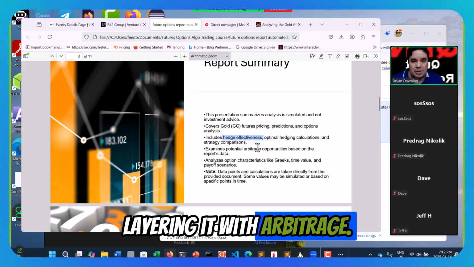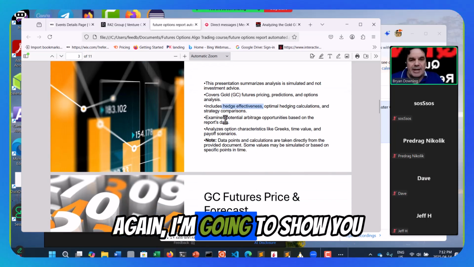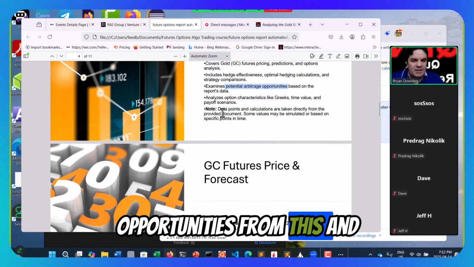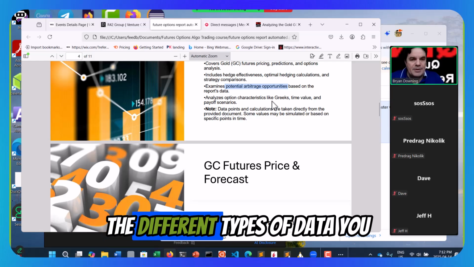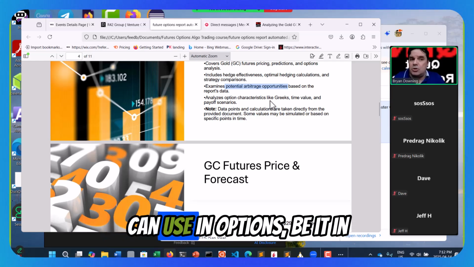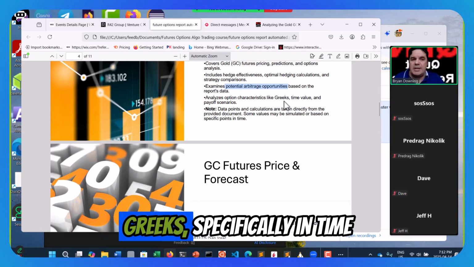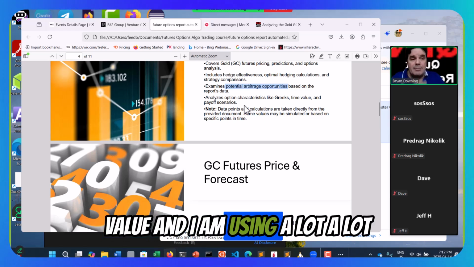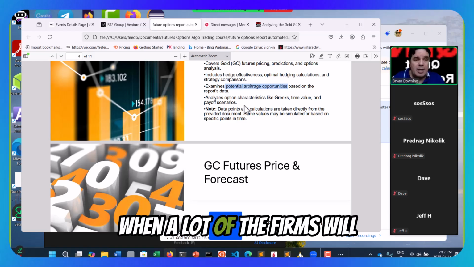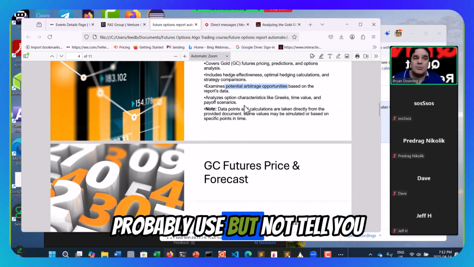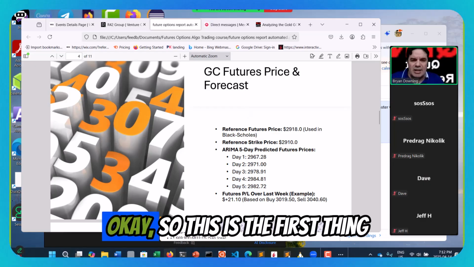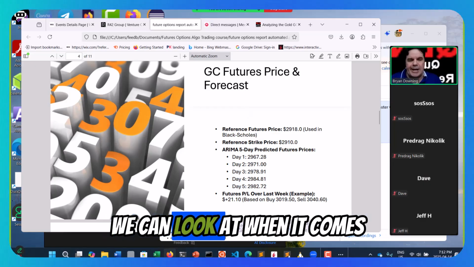Again, I'm going to show you different arbitrage opportunities from this and the different types of data you can use in options, be it in Greeks, specifically in time value. And I am using what a lot of the firms will probably use, but not tell you: payoff diagrams. So this is the first thing we can look at.